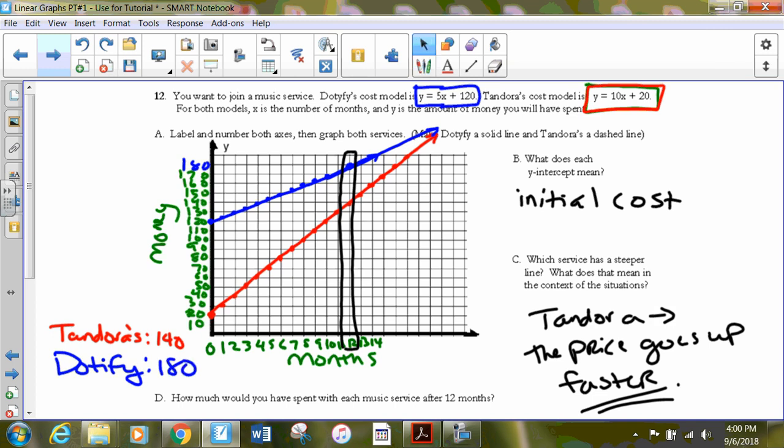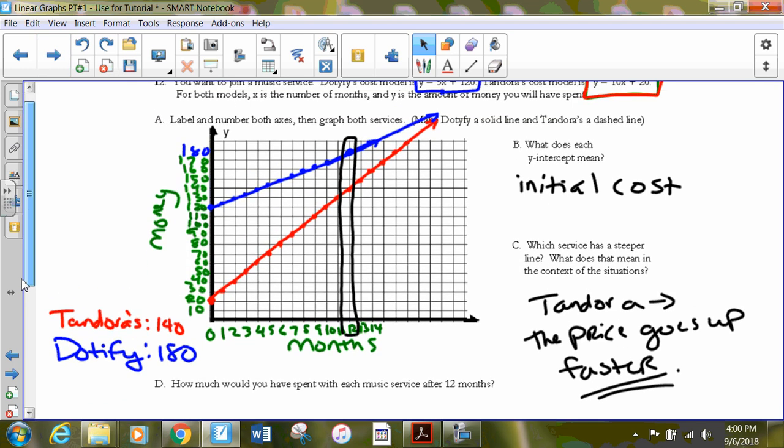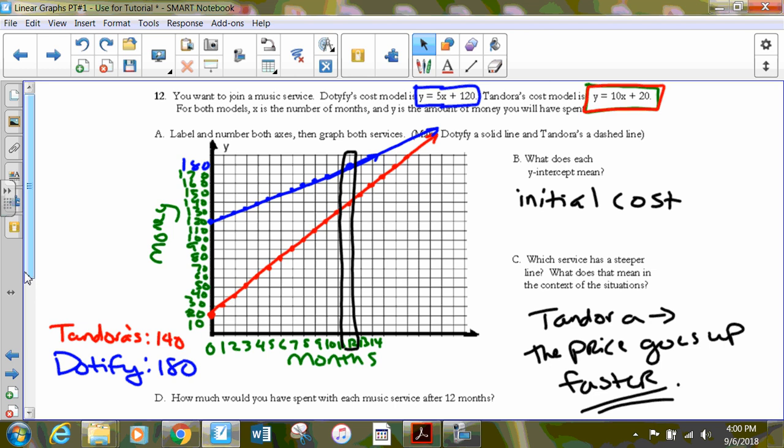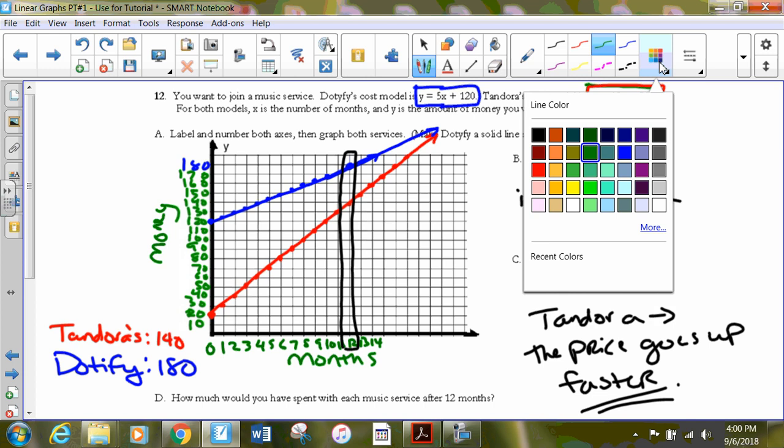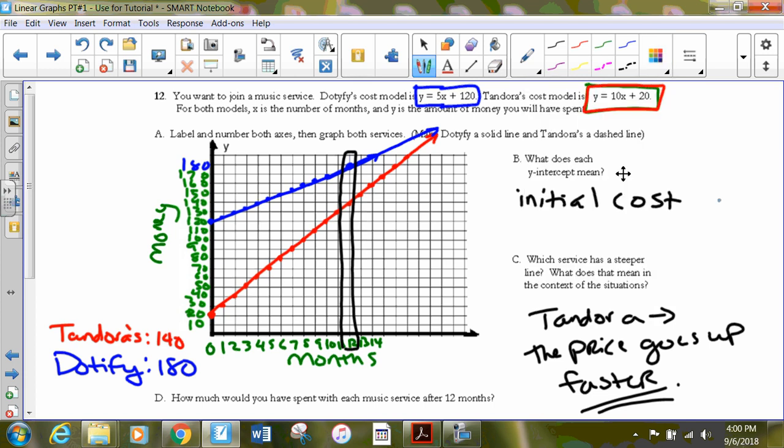So what if you couldn't tell the answer from the graph? Well, what you'd have to do is do it algebraically. So what you would do is take, let's pick up a totally different color. Let's go ahead and, that's kind of pretty. All right, let's go ahead and use this equation for Datify. And when we see x, we're going to plug in a 12. So 5 times 12 is 60. 60 plus 120 is 180. So we get the same answer.